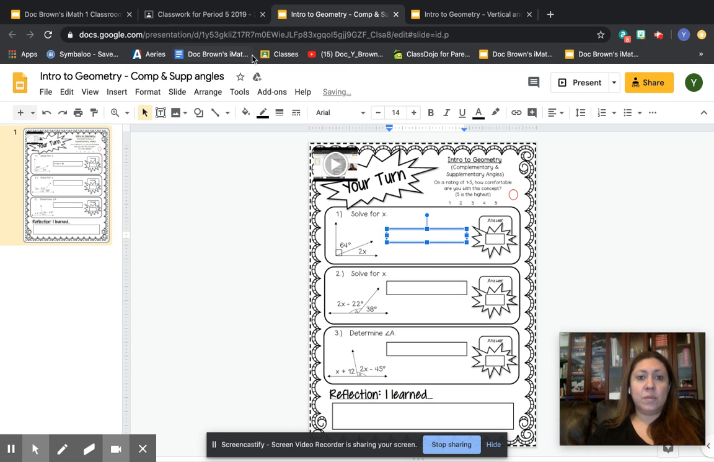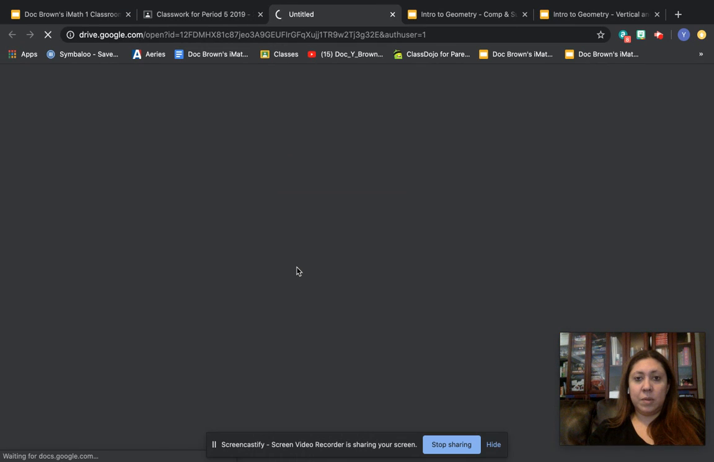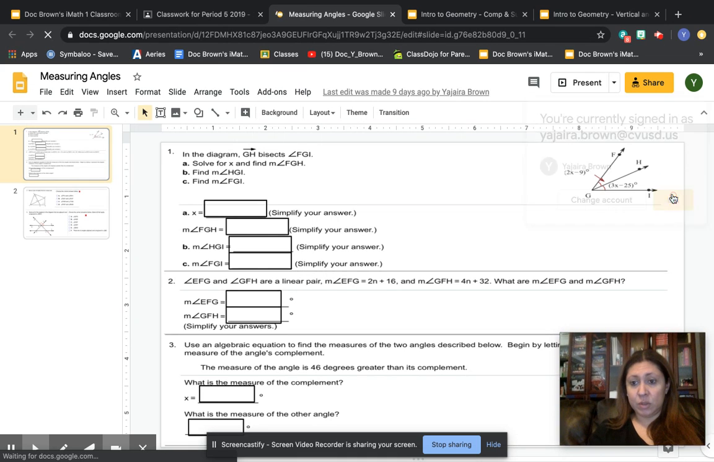And erase all this stuff. And there's that one. The last one is a little bit more of the same.